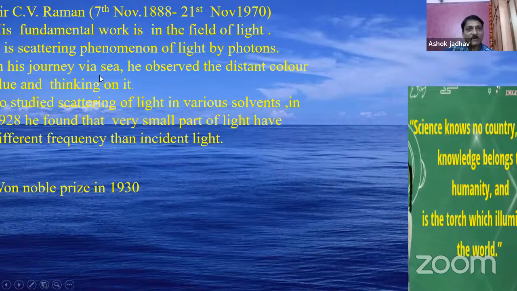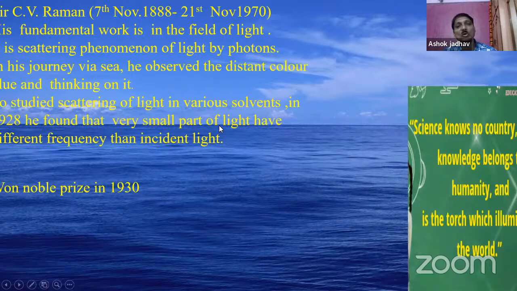During his journey while returning from London to India, he observed the Mediterranean Sea, the distinct blue color, and he realized that some of the light is scattered, and thinking over it, he did the fundamental research on why this blue color appears in sea water, why the blue color also appears in the sky, and why there are white clouds in the sky. So he studied the scattering of light in various solvents, various reagents, and published the paper in 1928.